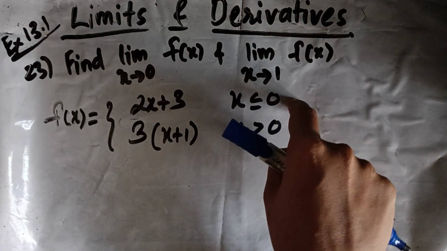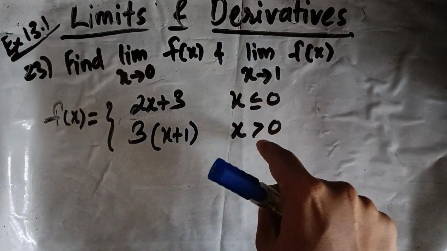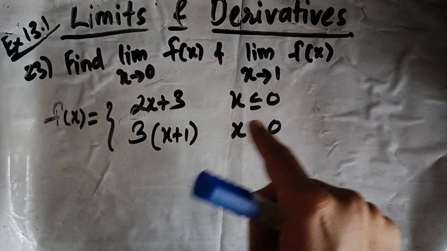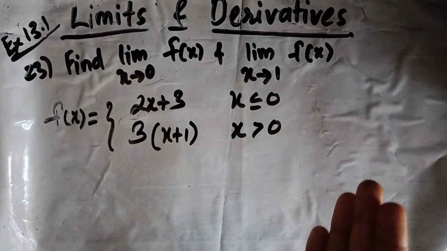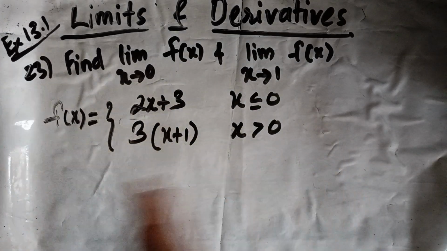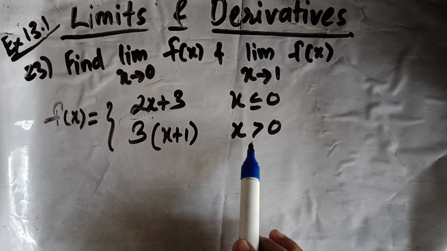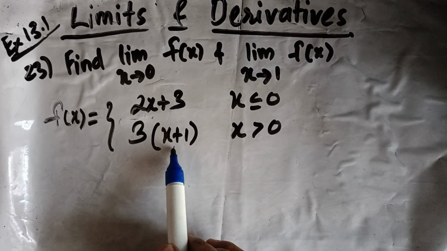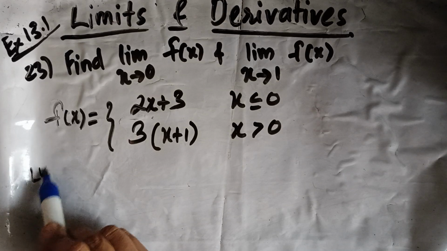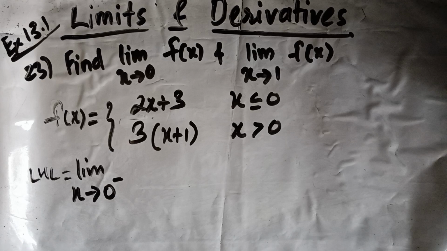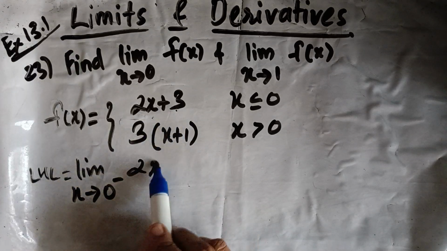For x less than or equal to 0, we have to use this function. For x greater than 0, we have to use this function. That is for a left hand limit, that is left side of 0, we have to make use of this function. Okay, for a right hand limit, you have to make use of this function. So left hand limit as x tends to 0 minus, you have to take this.